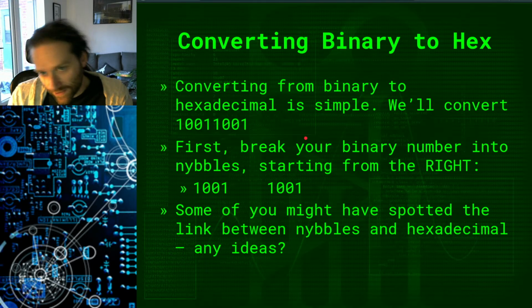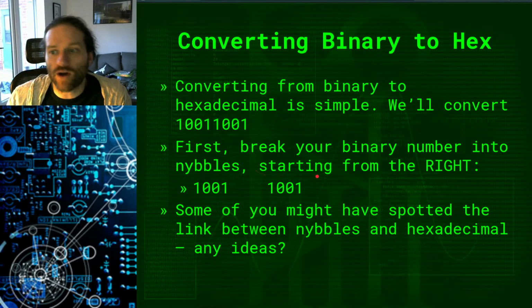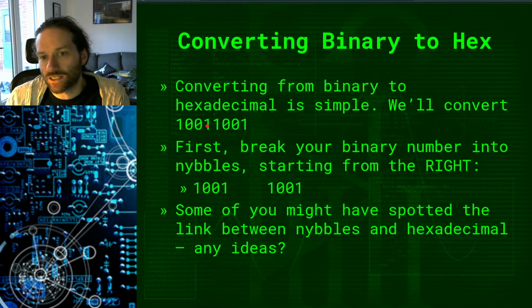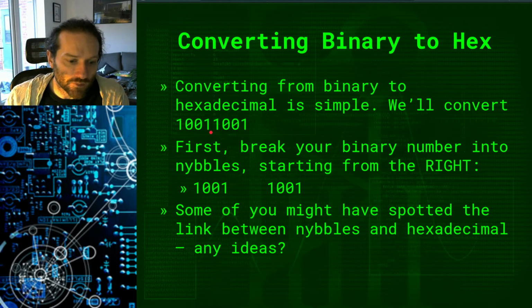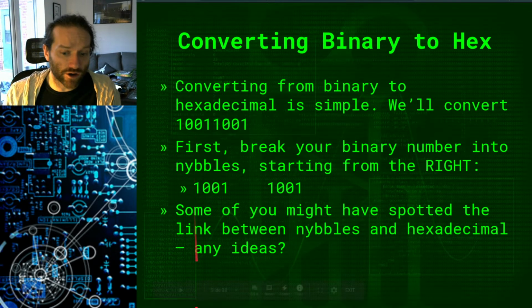Okay. The first thing that you do is you break your binary number up into nibbles. Remember, a nibble is 4 bits. So if we're dealing with an 8-bit number, it's comprised of 2 nibbles. That's an easy split, right? If we're dealing with a 6-bit number, you've got to be a little bit careful.